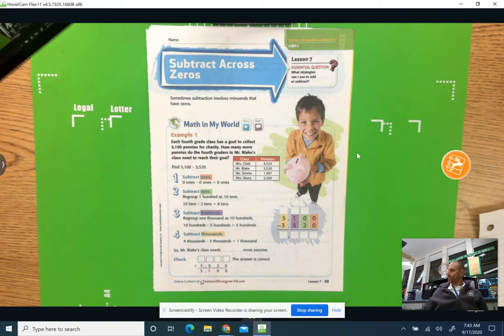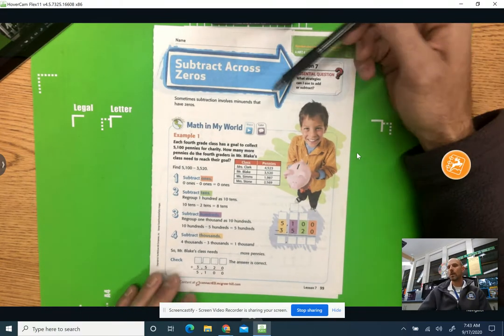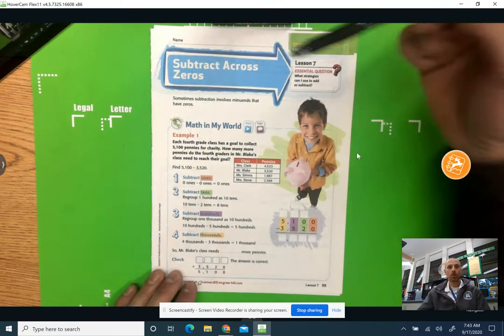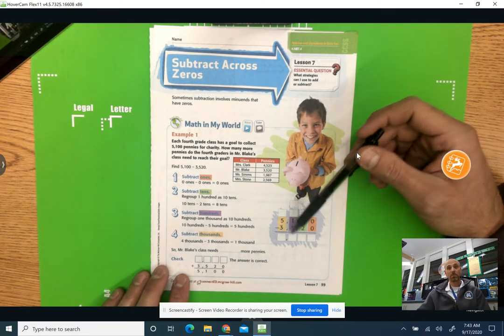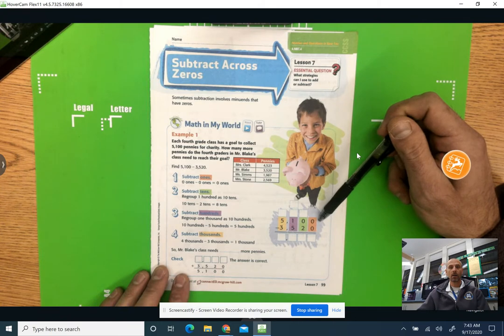Good morning. Today is subtracting across zeros. That is real fancy for sometimes we're going to have subtraction problems where some of the digits on the top are going to be zeros.